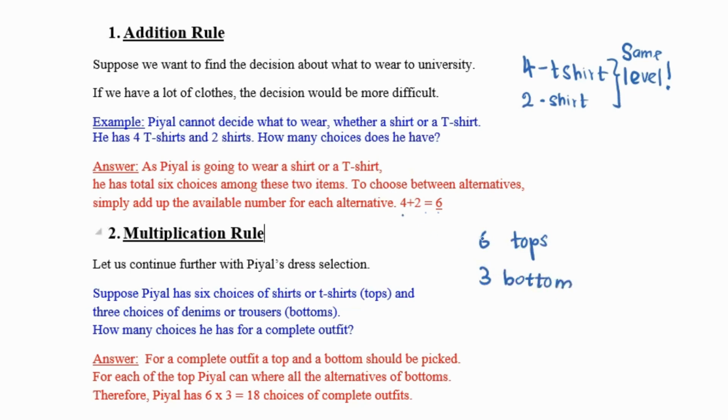Now each of these tops can go with each of these bottoms. So we cannot say that there's only one suit matching. No, he has all those choices and we have to think about which choices work best for Pia. And it's pretty straightforward for us to think that 6 times 3, which is 18, is the number of options that he has.